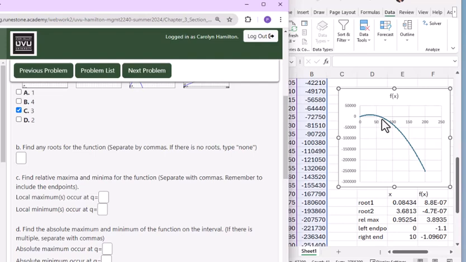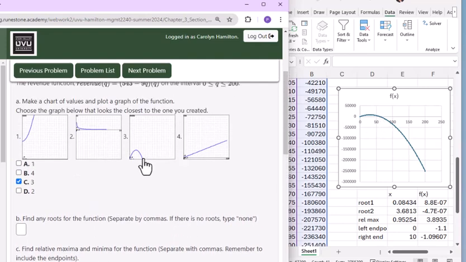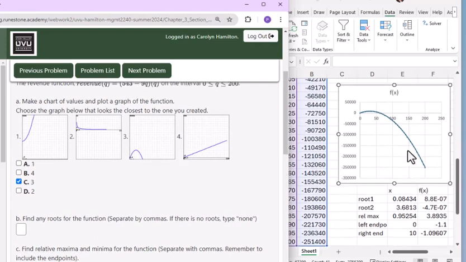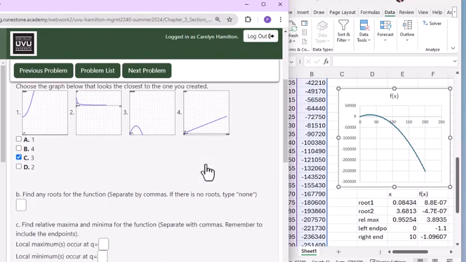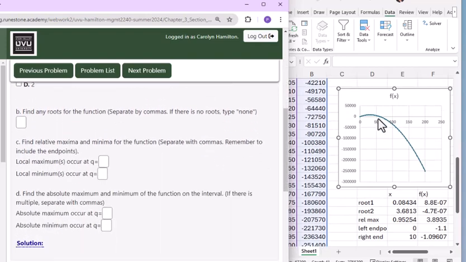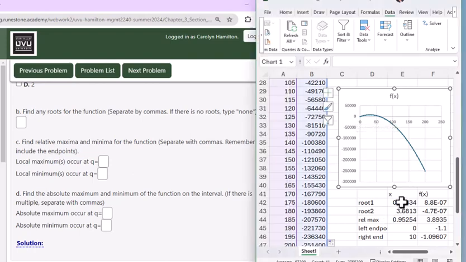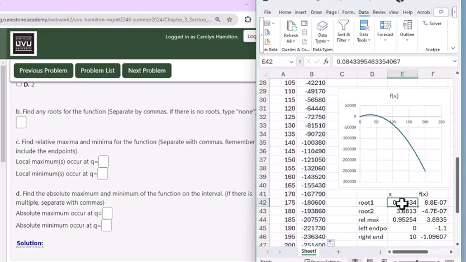Find any roots of the function. Okay, so there are 2 roots, and now I can see that there are 2 roots up here because here's the x-axis at a height of 0. Okay, this will be interesting. So my first root, I think, is just going to be at 0.